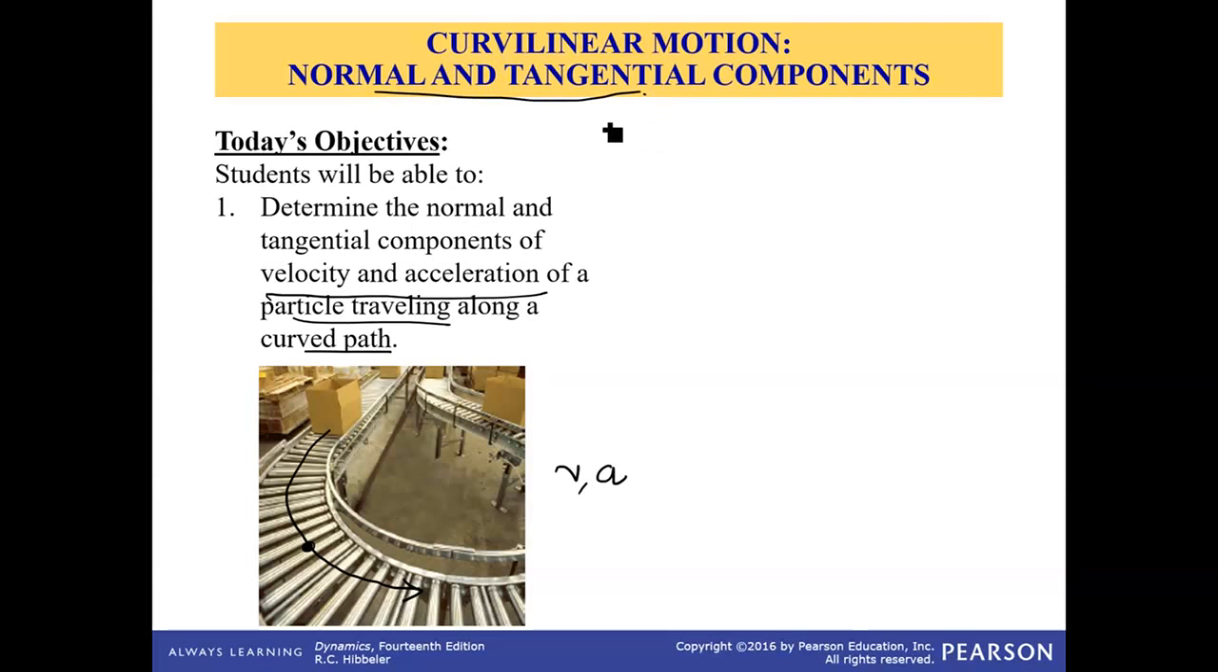Now, normal tangent is typically a two-dimensional coordinate system. That means the particle has motion only in one plane. But if the particle has 3D motion, then we use the normal, tangent, and binormal coordinate system, which is equivalent to the x, y, and z axes.